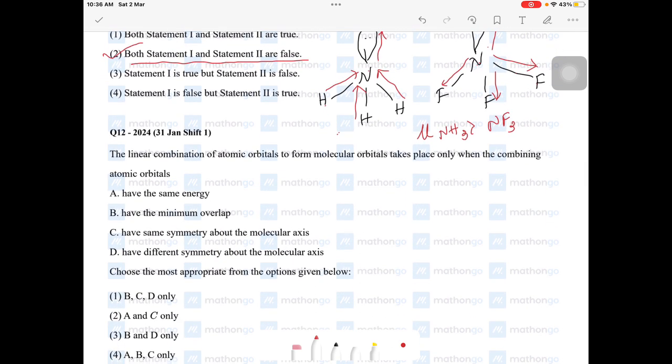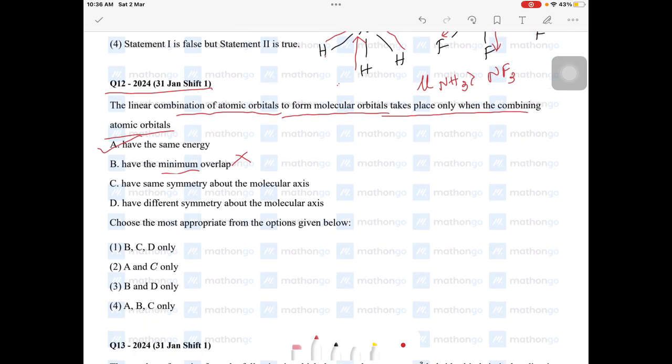Next, question number 12, 2024, 31st January shift 1. The linear combination of atomic orbitals to form molecular orbitals takes place only when the combining atomic orbitals have the same energy, correct. Have maximum energy, no. Minimum overlap, no. Have same symmetry about the molecular axis, C correct. Have different symmetry about the molecular axis, no. So A and C are the only correct statements about the formation of LCAO.